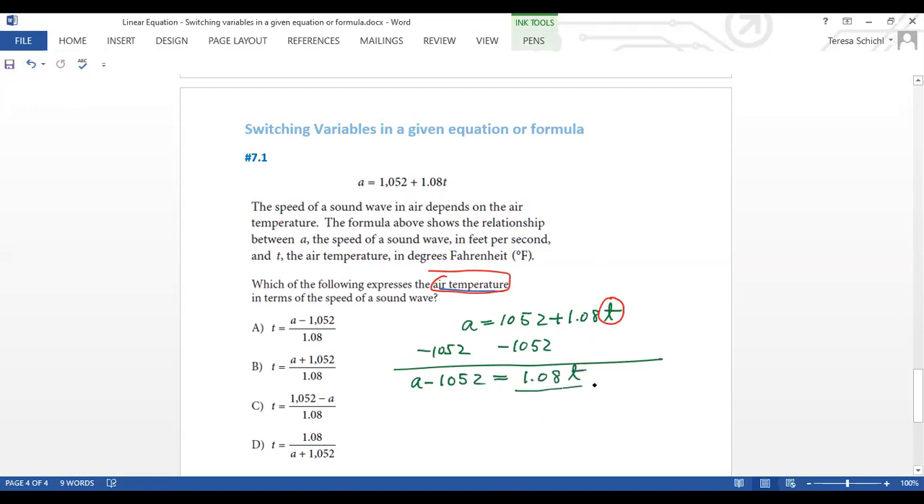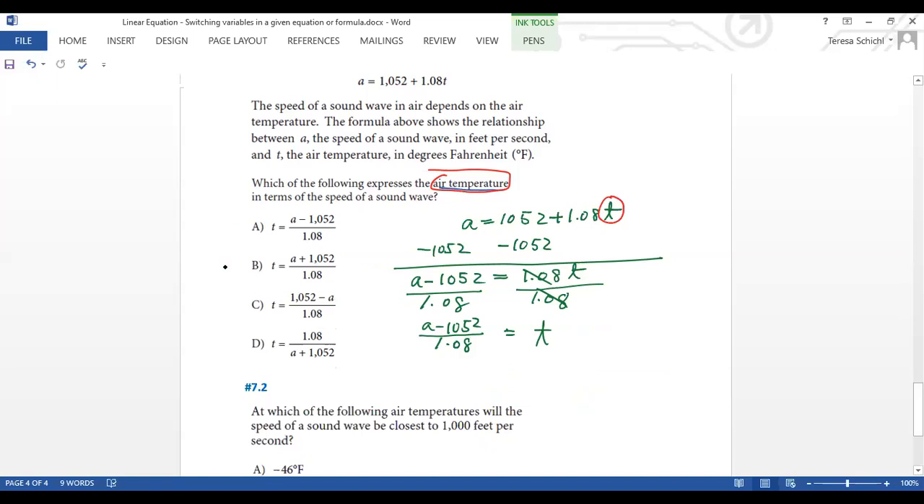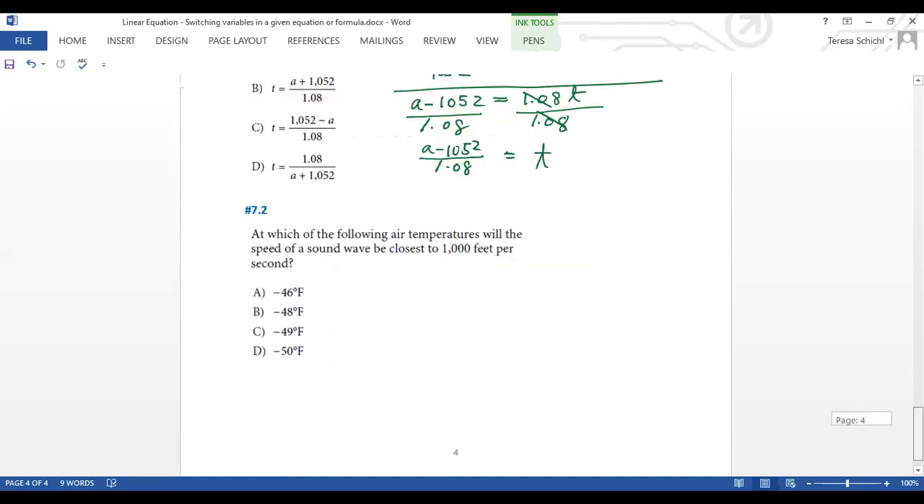What is the next thing here? Divide by 1.08, then divide by 1.08 on the other side. So in here, the 1.08 cancels. So what is my t here? t is equal to (a minus 1052) over 1.08. Okay, now let's check our answer to see which one it is. Did you find it? It's (a minus 1052) divided by 1.08, so it's the A choice here. All right.